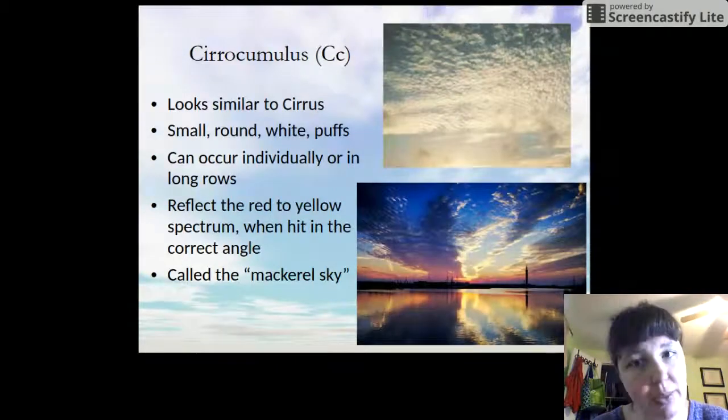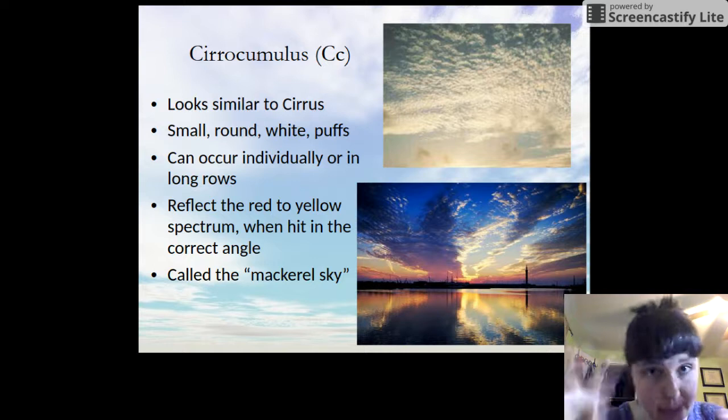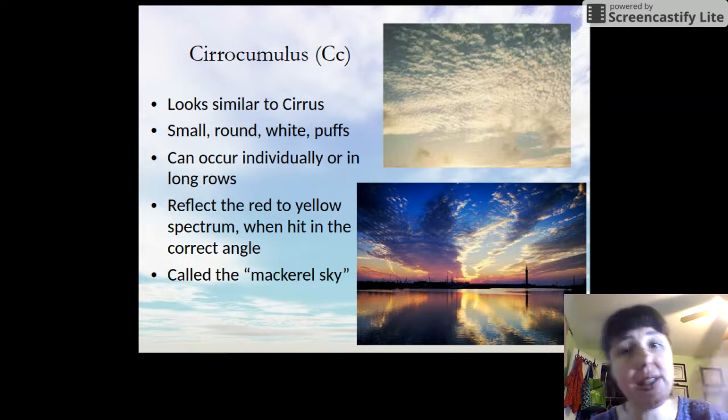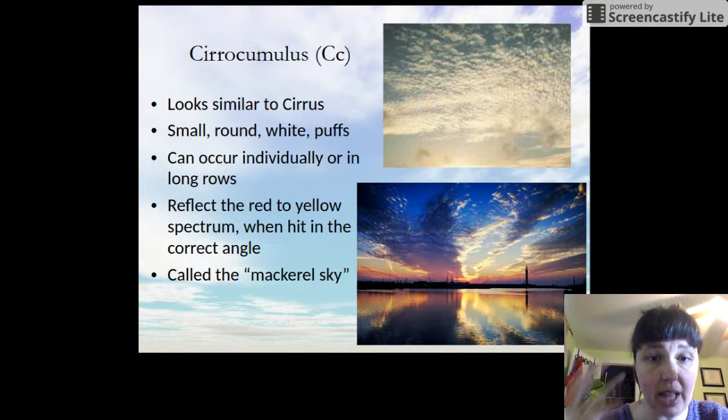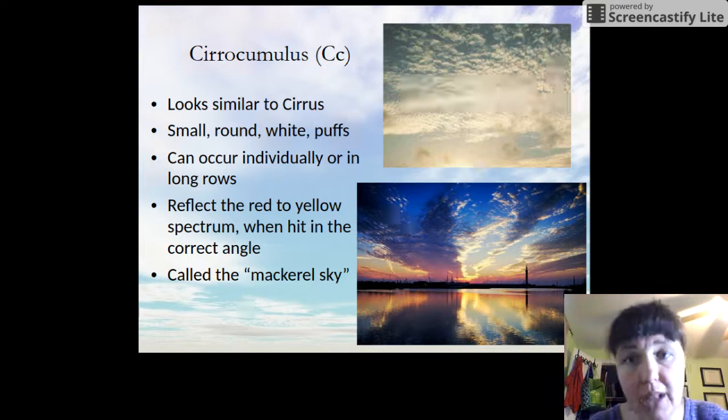Cirrocumulus, cumulus once again is the puffy clouds. So when I put the word cirrocumulus, I'm saying high altitude puffy clouds. And so these high altitude puffy clouds will blanket the sky. They can block out quite a bit of sunlight, so they can make a bit of a gray day when you see them.